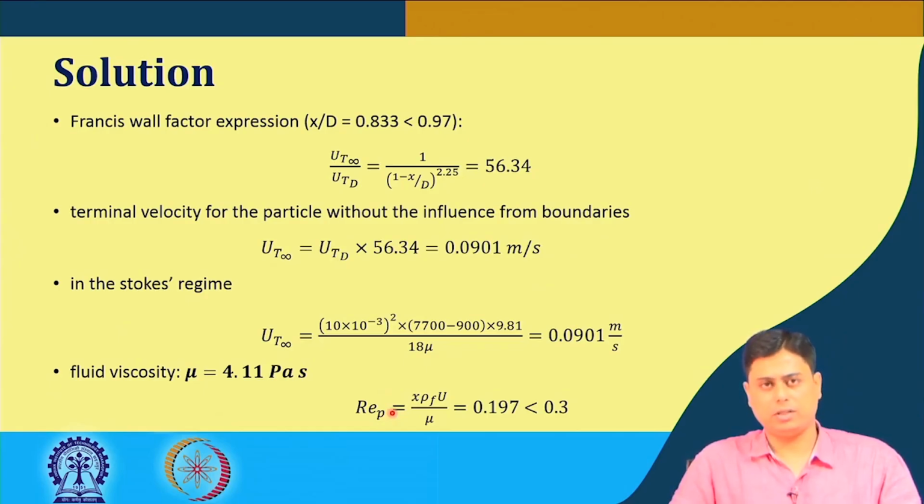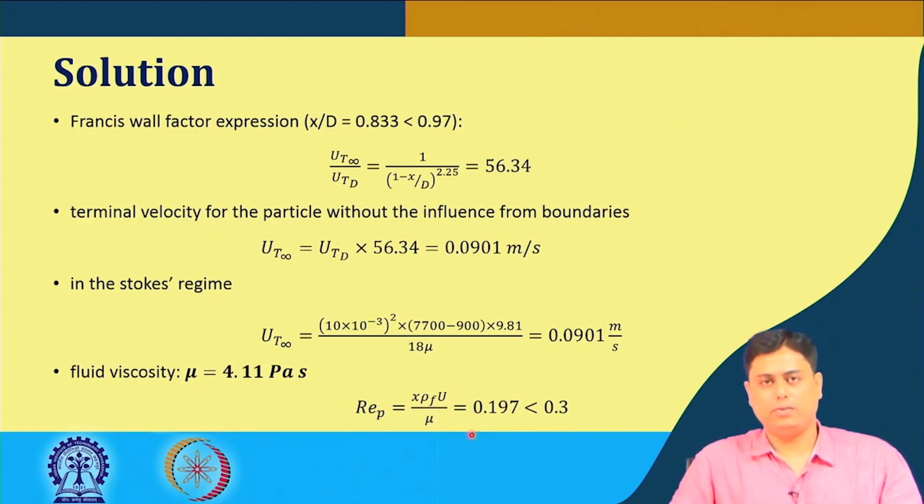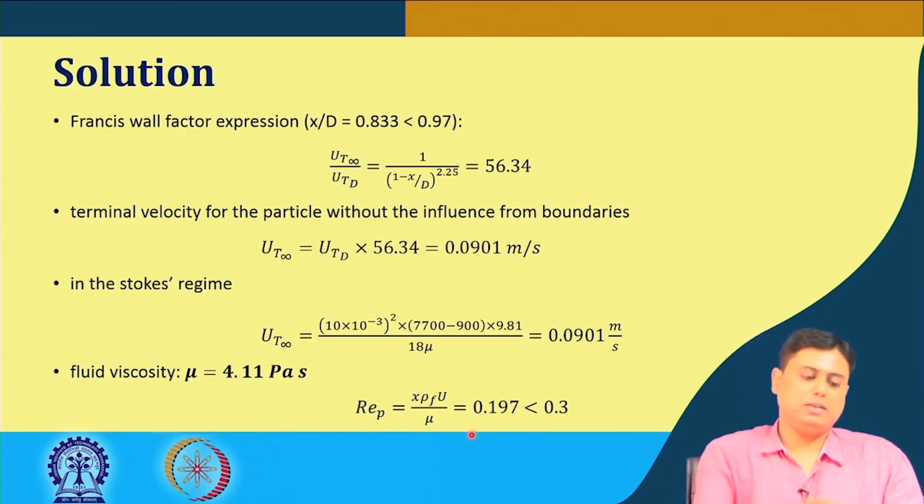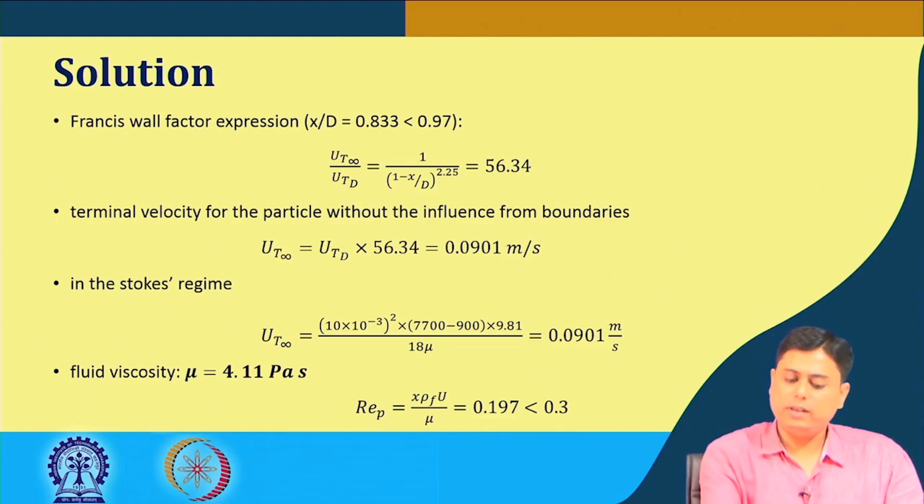Reynolds number expression, or the particle Reynolds number expression, because here x is known, rho f is known, ut is known, and the mu. Okay, once we have it here, we see that this value is indeed less than 0.3. So which means our assumption that it is happening in the Stokes law regime is justified, or valid. So this verification is an important step.